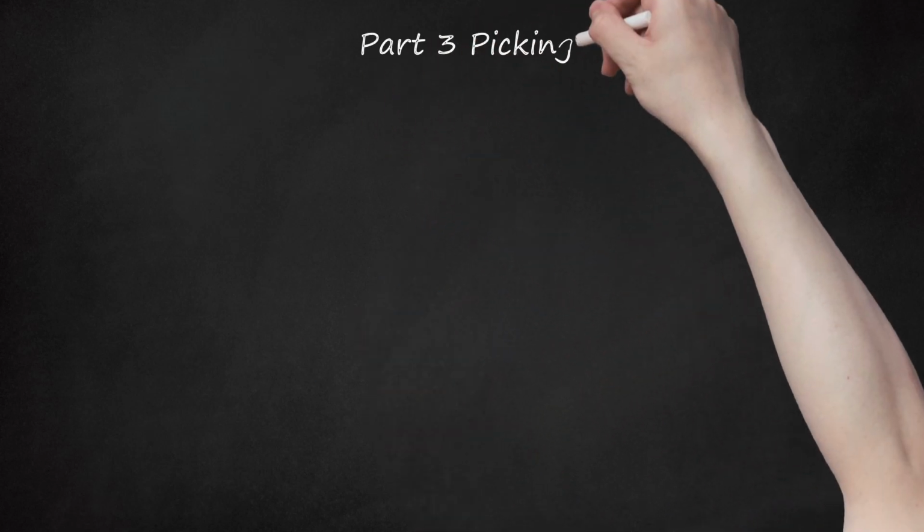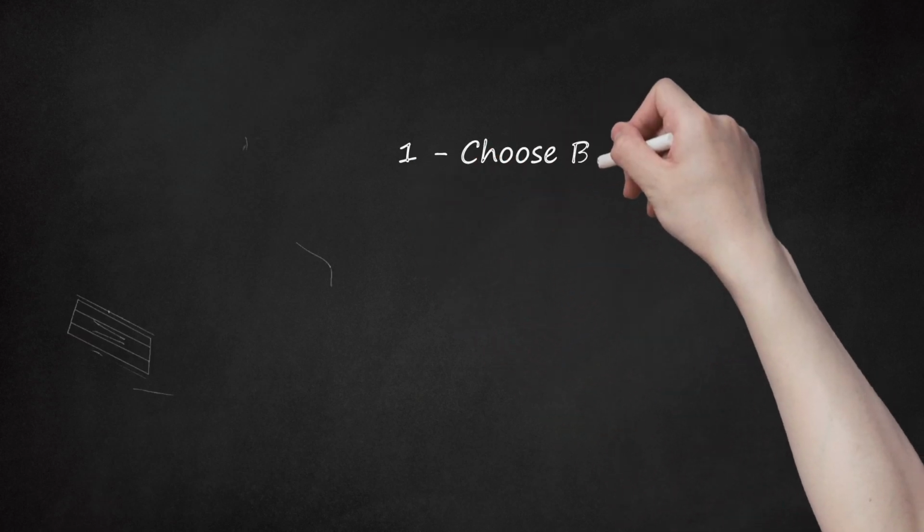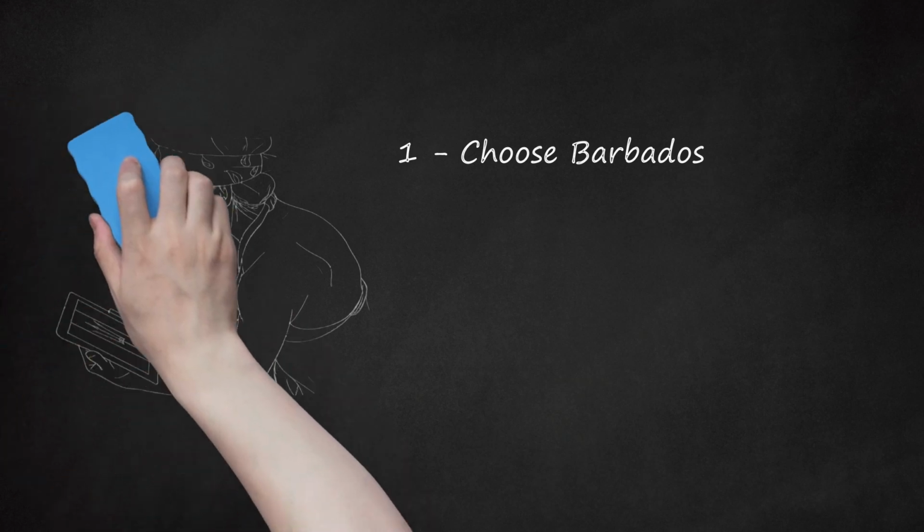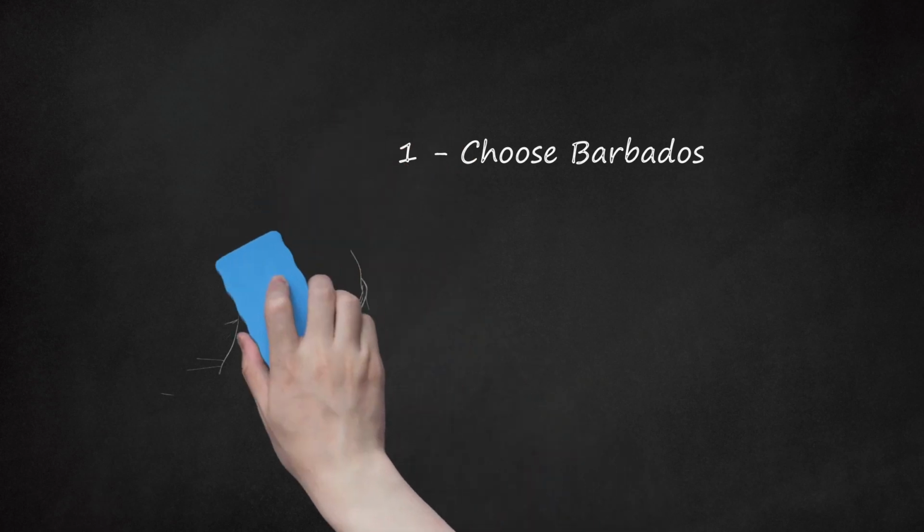Part 3. Picking the perfect spot. 1. Choose Barbados. You can find cheaper flights to this typically more expensive sun vacation. You can find both pre-Christmas deals on hotels and winter escape deals. If you are flying from the east coast of the United States, look for deals on flights out of Boston. If you are flying from the United Kingdom, look for vacation deals during the first couple weeks of December.